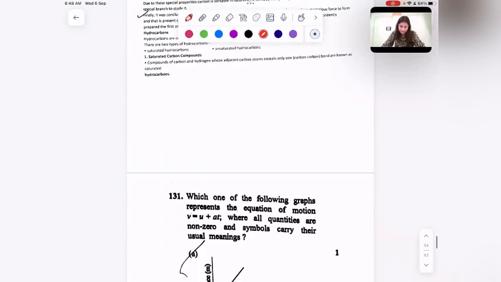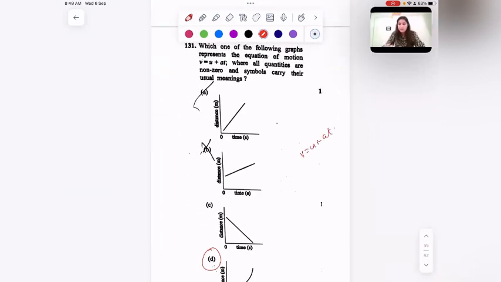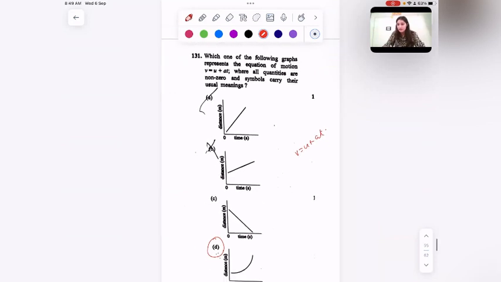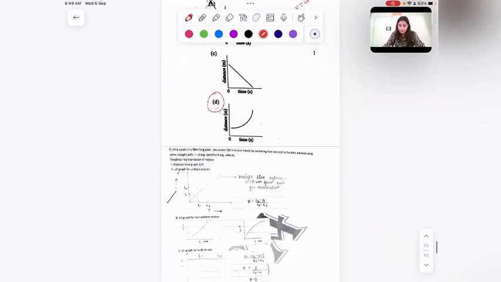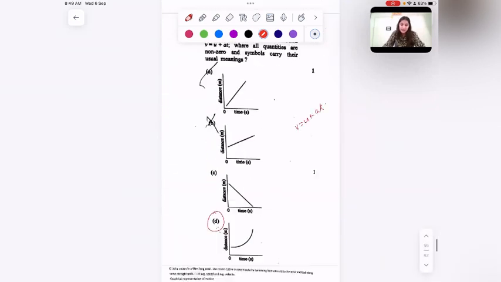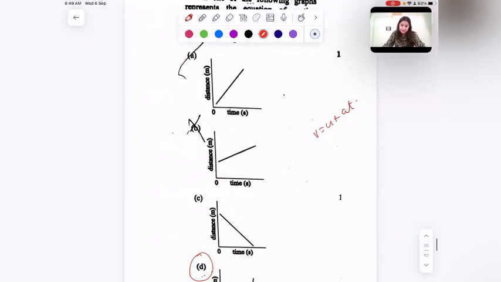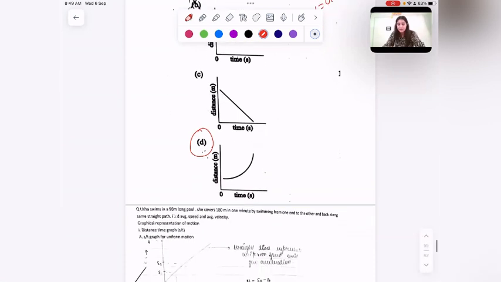Next, a graph is given. Okay, for V is equal to U plus AT. That means you have to identify the graph which shows acceleration. So we did all sorts of graph, right? And here you have to look for a graph which shows acceleration. So option D, where distance varies with time. That means speed is changing. Velocity is changing. That means motion is accelerated. So D option.